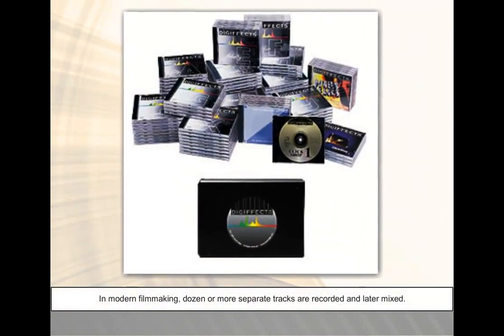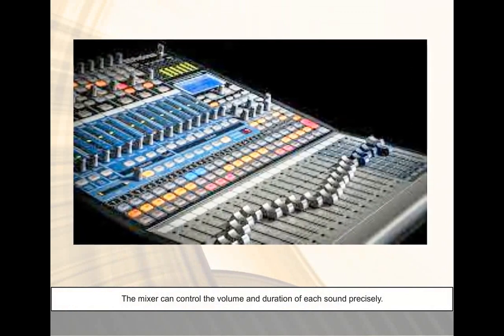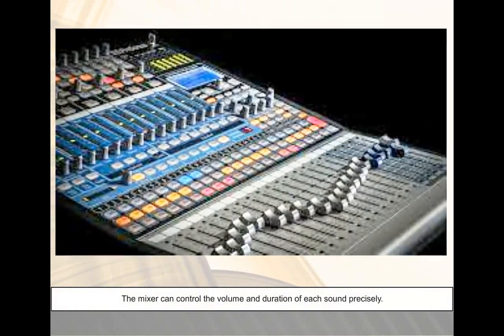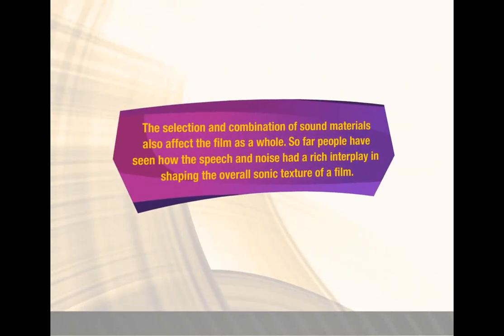In modern filmmaking, a dozen or more separate tracks are recorded and later mixed. The mixer can control the volume and duration of each sound precisely. The possibilities of combining sounds are well illustrated in the final battle sequence of Akira Kurosawa's Seven Samurai. The selection and combination of sound materials also affect the film as a whole. So far, we have seen how speech and noise have a rich interplay in shaping the overall sonic texture of a film.